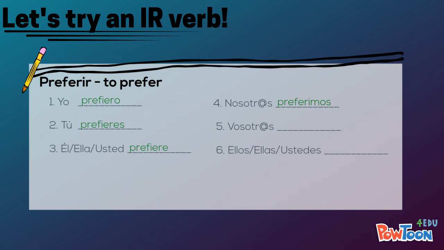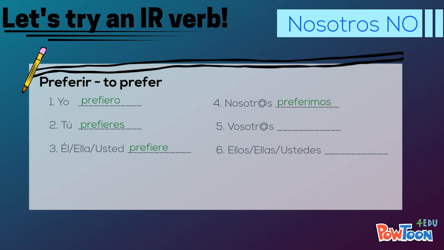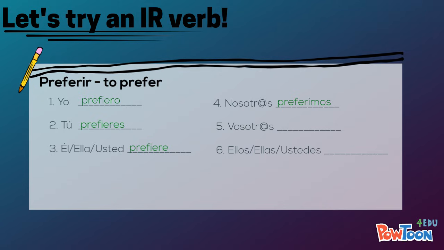Nosotros preferimos, we prefer. Again, remember, nosotros no. Nosotros form usually has no changes. So this means there was no stem changing and the ending stayed at I rather than change to the E that we see happen in other IR verbs. Vosotros preferís, y'all prefer. And ellos, ellas, ustedes prefieren, they or you all prefer.